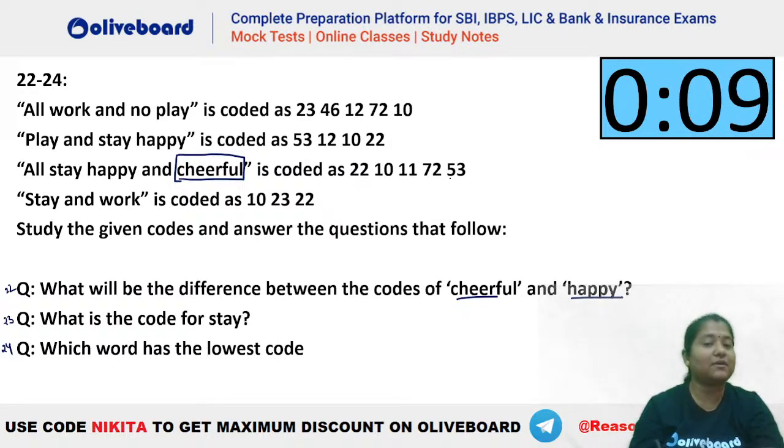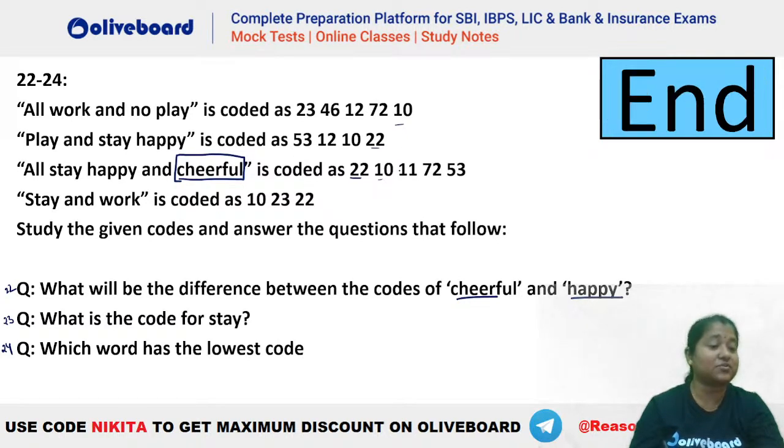Which is the only number that is exclusive in nature? You can see 22 is here, 22 is here, 10 is also here. 11 you can see is not anywhere else, right? 11 is an exclusive one. That means cheerful has to be 11. Okay, so cheerful has to be 11 here.